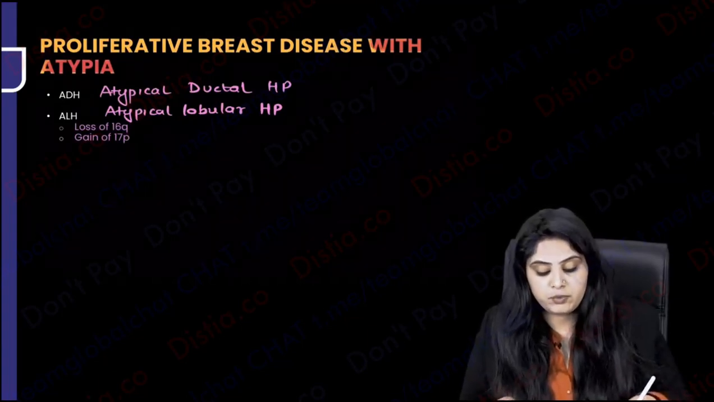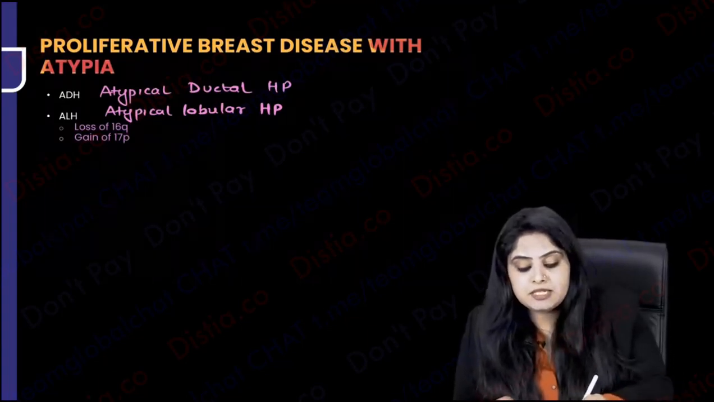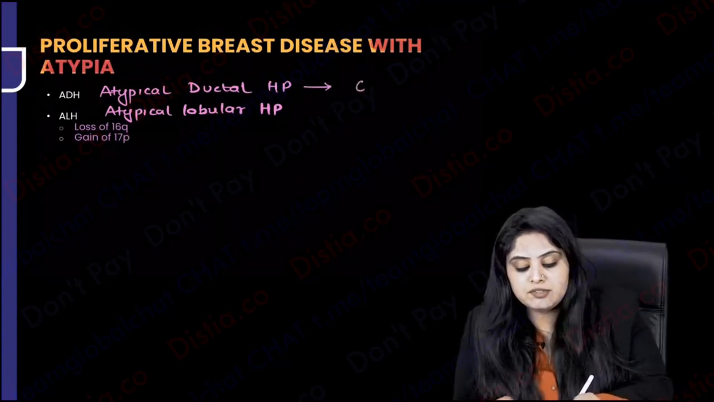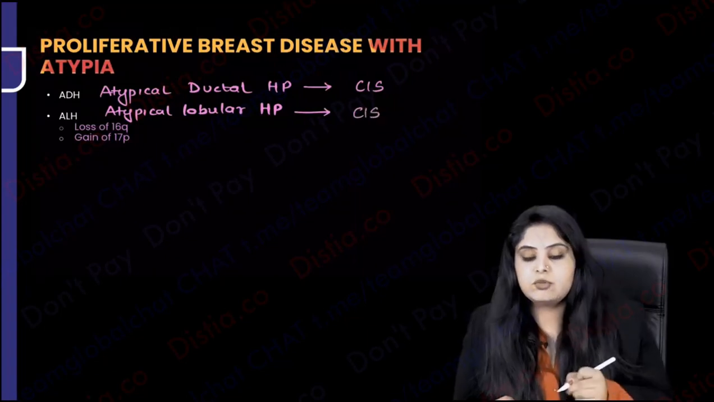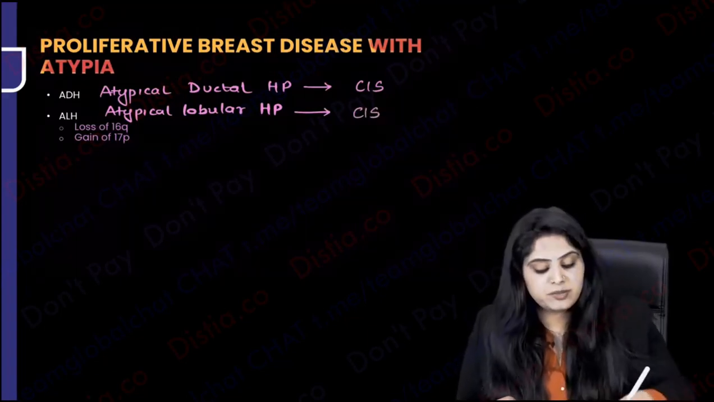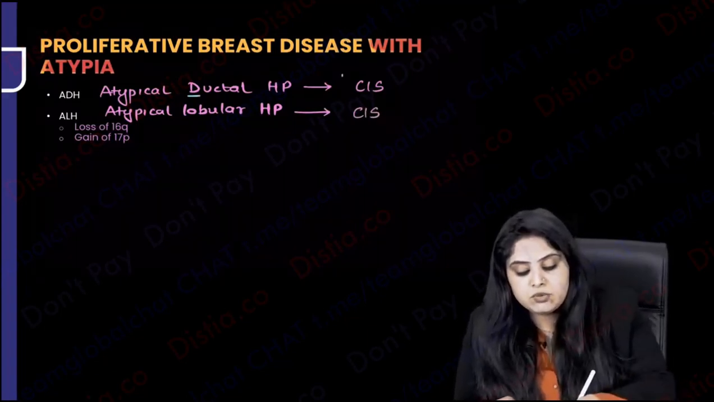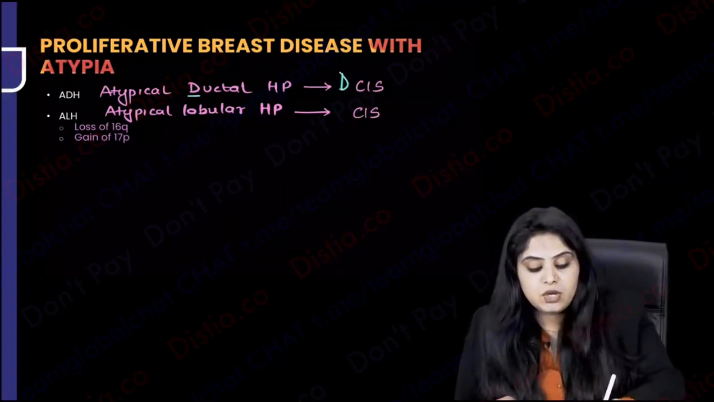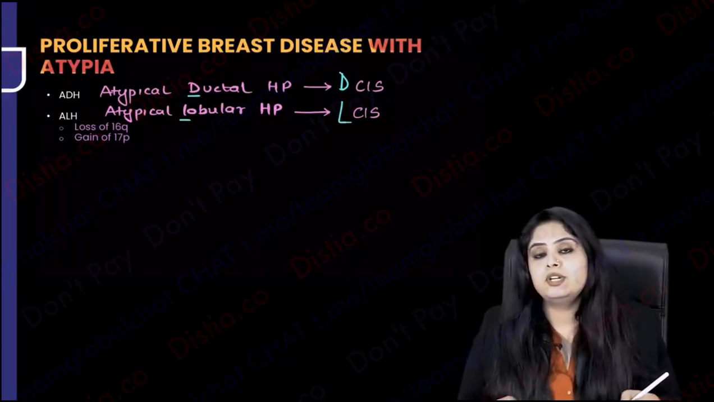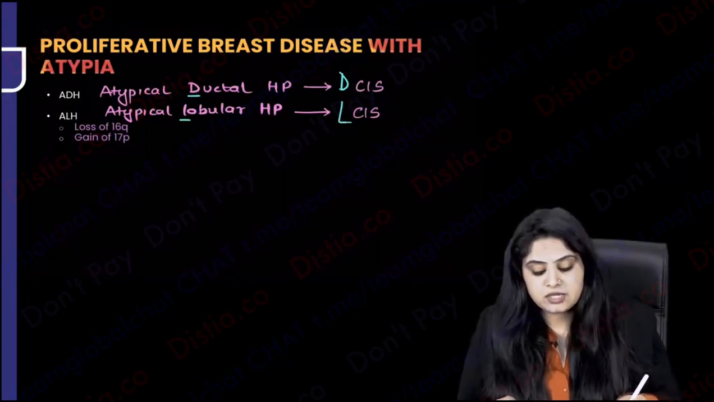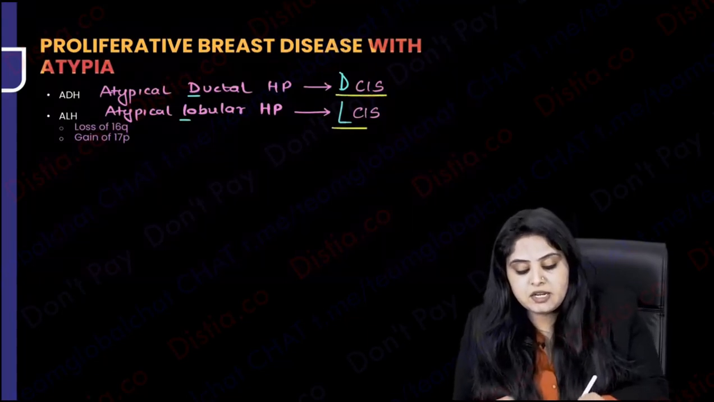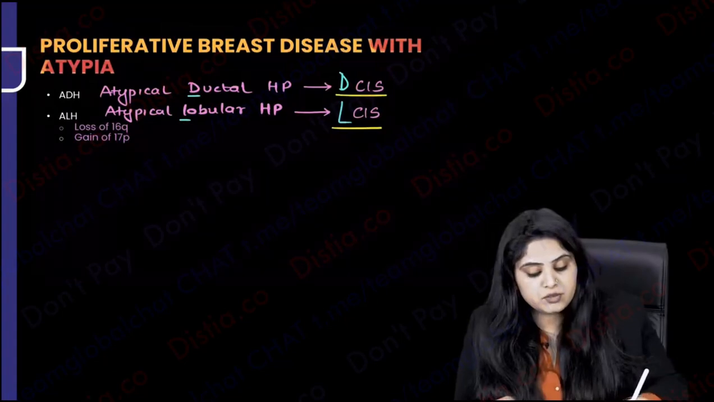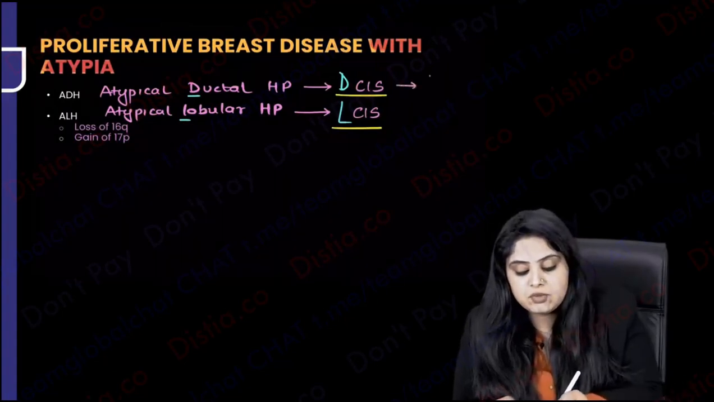But what are they going to progress to? Atypical ductal hyperplasia will go into carcinoma in situ, and atypical lobular hyperplasia will also go into carcinoma in situ. But what carcinoma in situ? Ductal will go to ductal carcinoma in situ, lobular will go to lobular carcinoma in situ, right? So ductal will go to ductal, lobular will go to lobular. That is why we have ductal carcinoma in situ and lobular carcinoma in situ, and they will further go to cancer.